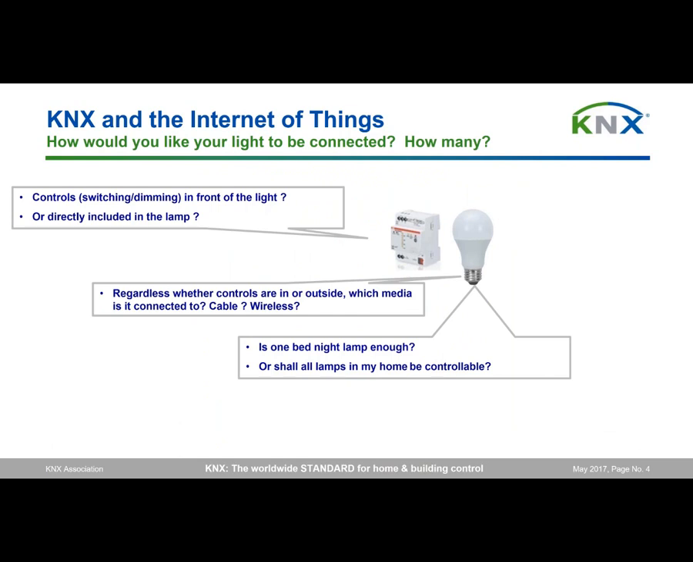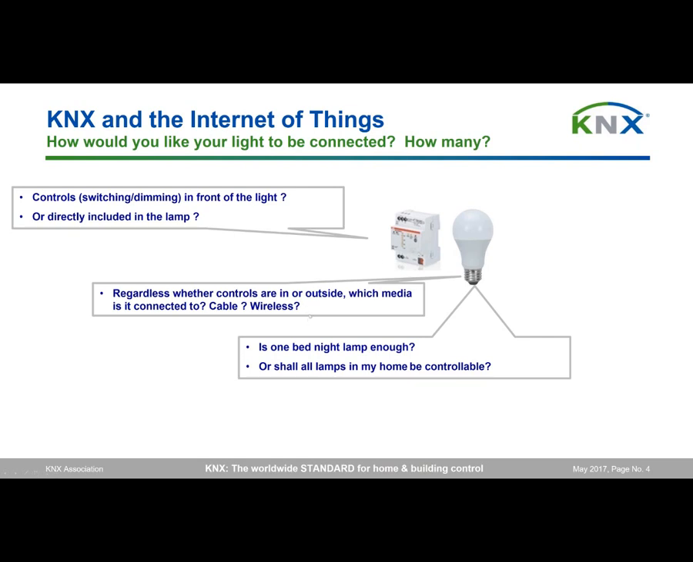If you have a light that is connected, or if a light bulb is intelligent, how should it be connected? Is the light bulb a light bulb like we know it today? Are the controls of the light included in the lamp itself, or are the controls in front of the light?